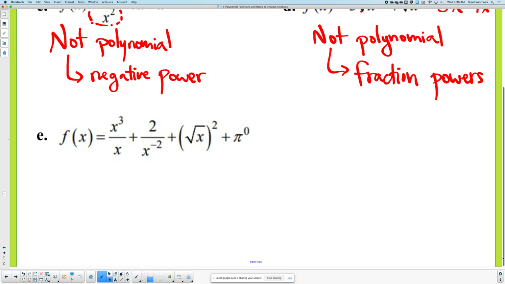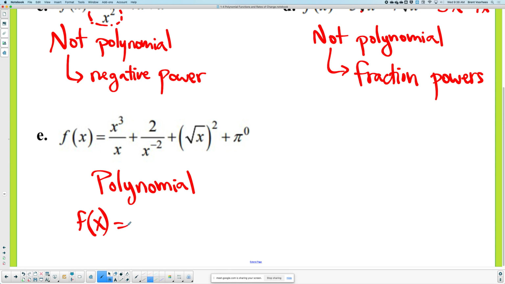Okay? And I have one more on this slide. Not polynomial. I hear no. Not polynomial. Rain is right. What is it? It's a polynomial. Now, we need to actually add one thing. But why is it polynomial? If we simplify, what's x cubed divided by x? X squared. You could rewrite this as x squared plus, okay, the next one has a negative power.